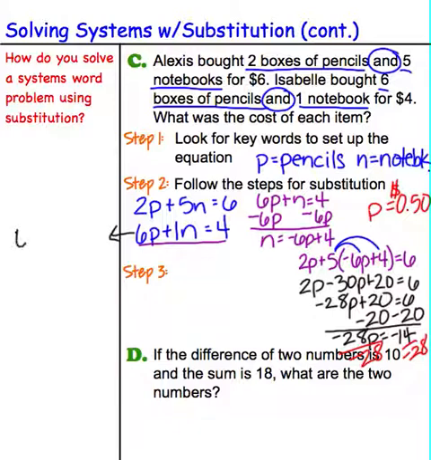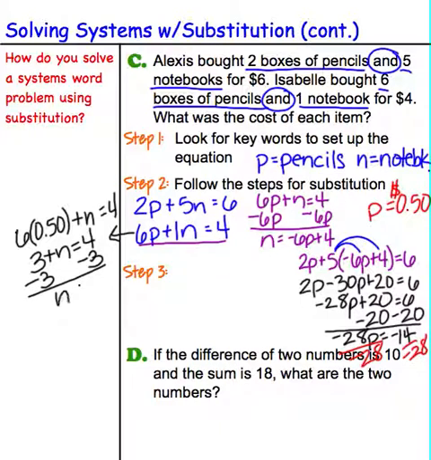So we'll take 6 boxes of pencils times 50 cents each, plus 1 notebook, and that equals $4. Well, I know that 6 times 50 cents is $3, so 3 plus N equals $4, minus 3, giving me N is equal to $1.